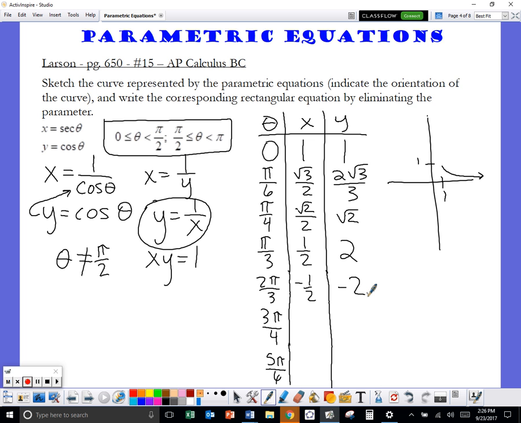Interesting. So 3 pi over 4 is going to give us a negative square root of 2 over 2. It's also going to give us then the negative square root of 2. Similarly with 5 pi over 6, negative square root of 3 over 2, and therefore negative 2 square roots of 3 over 3. And that part of the curve is on the other side over here. And so we're going to get that piece. Interesting. We don't get the entire curve because that's just what happens. All right?